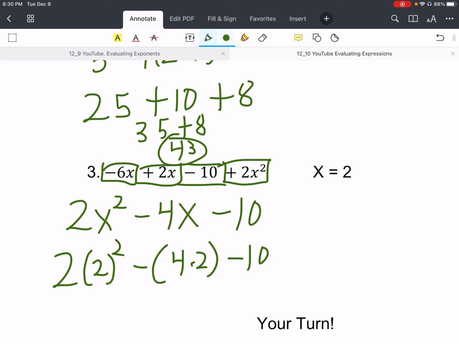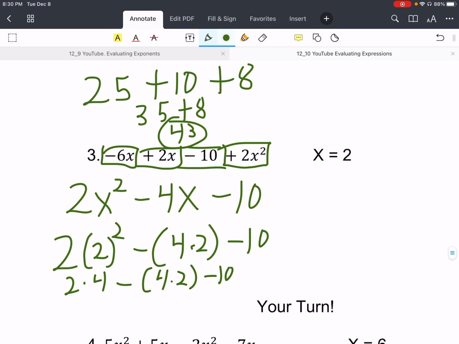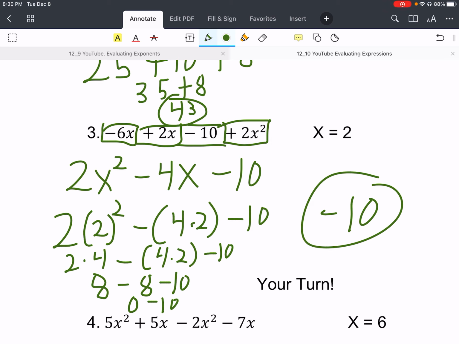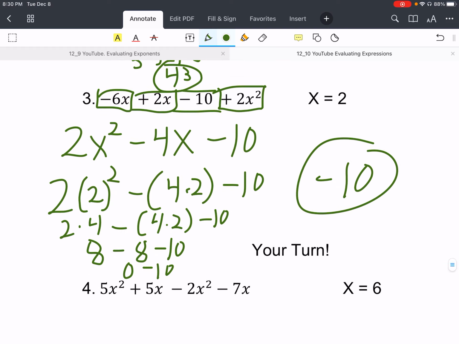We do our exponents first, so we're going to turn this into 2 times 4 minus 4 times 2 minus 10. That turns into 8 minus 8 minus 10, 0 minus 10. Final answer of negative 10. So when we write out all the steps and physically replace the x value with the 2, you can see it gets a little complicated, but if you want to skip a step, you're going to be able to do that.